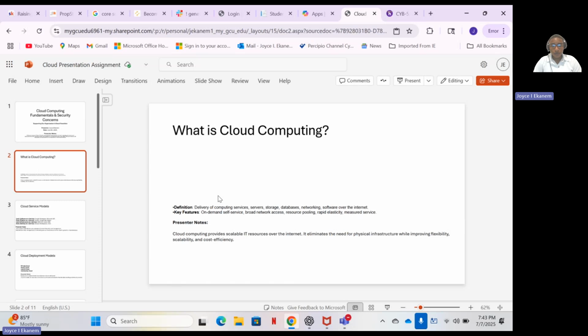Cloud computing, the definition: it's the delivery of computing services, servers, storage, databases, networking, software over the internet. The points to note here are that cloud computing provides scalable IT resources over the internet. It eliminates the need for physical infrastructure while improving flexibility, scalability, and cost efficiency.